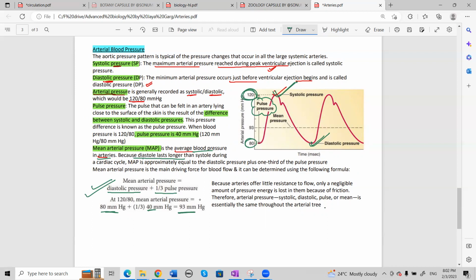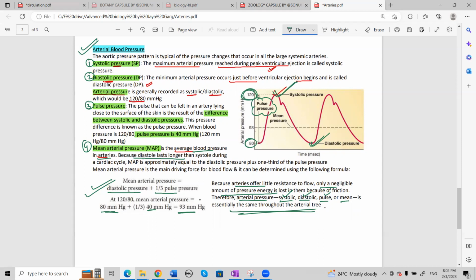Arteries offer very little resistance, so only a negligible amount of pressure energy is lost. Therefore the arterial pressures, systolic, diastolic and pulse pressure, these three, as well as your mean arterial pressure, all four, will be the same throughout the arterial tree. So I think that covers arterial blood pressure: systolic, diastolic, pulse pressure and mean arterial pressure.